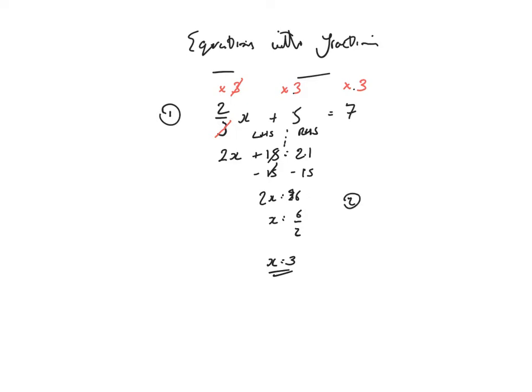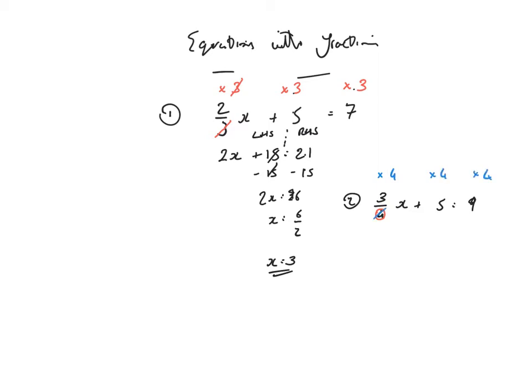Let's try an example 2. 3/4 of x plus 5 is equal to 9. Okay, so we want to get rid of that fraction there, that divide by 4. So how do we do it? We multiply everything in the equation by 4.